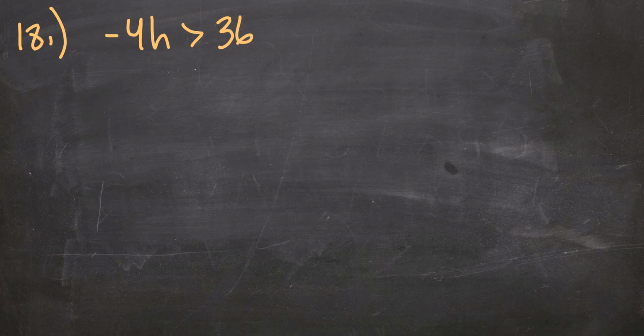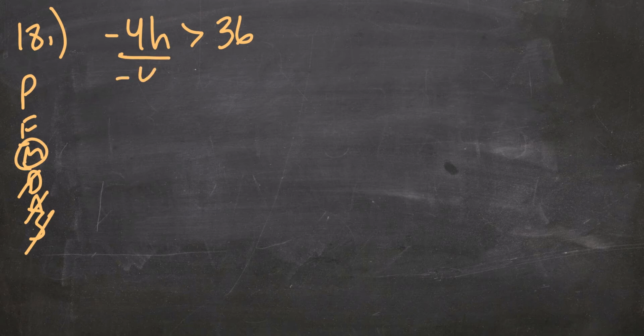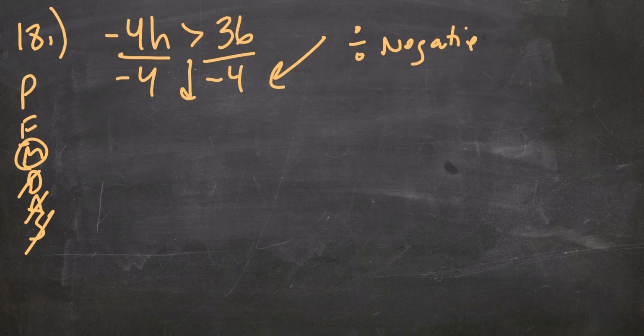All right, number 18, we have negative 4h is greater than 36. So once again, PEMDAS backwards. That is not subtraction. That is a number in front of a letter, so it's multiplication. I divide by negative 4. Since I am dividing by a negative, this greater than has to flip to less than. I get h is less than negative 9.